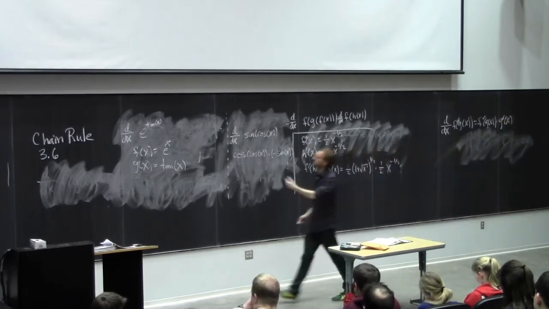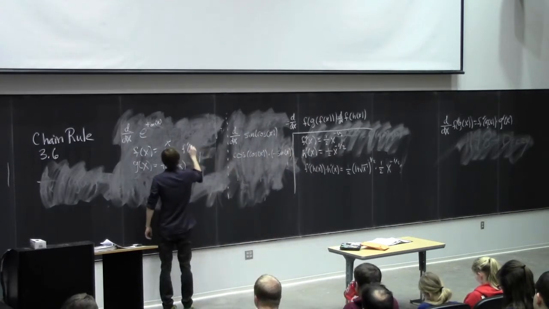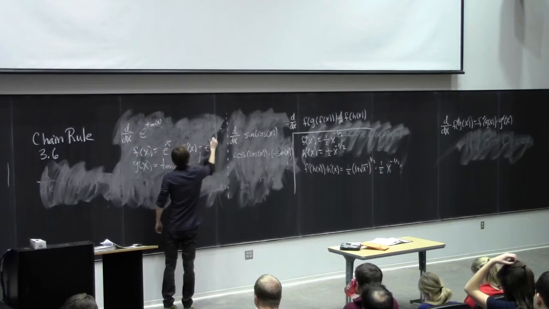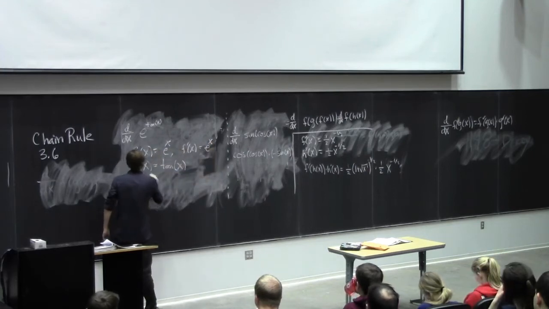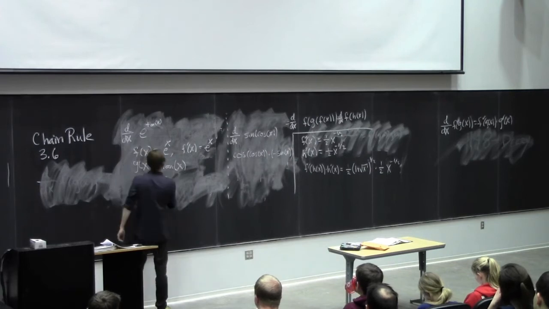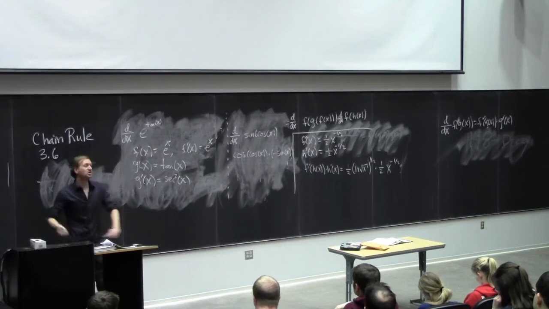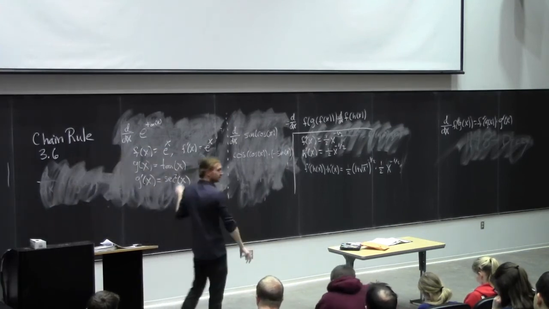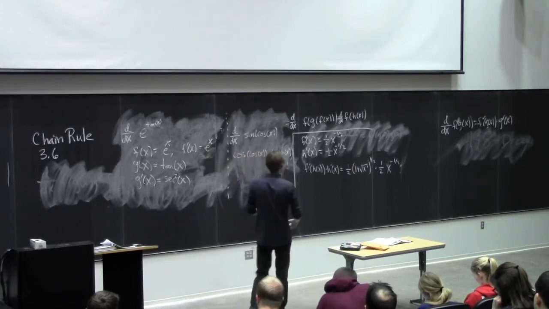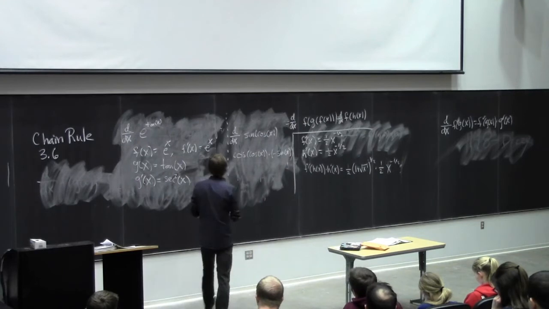And so what's the derivative of e to the x? Yeah, so f prime of x equals e to the x. And then what's g prime of x equal to? Secant squared. And so now we just plug this in to the chain rule formula.